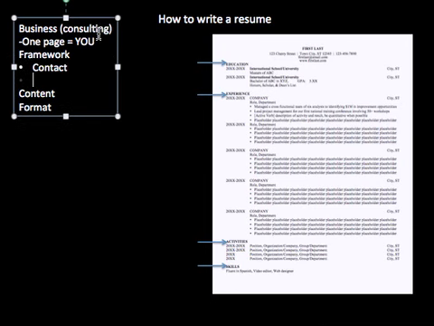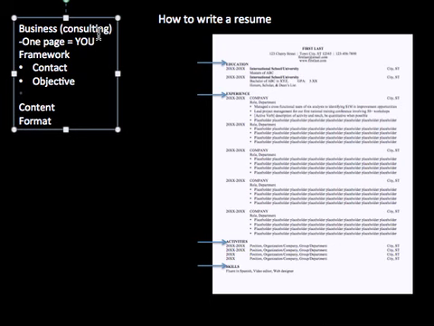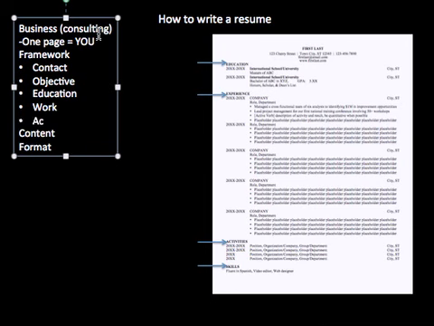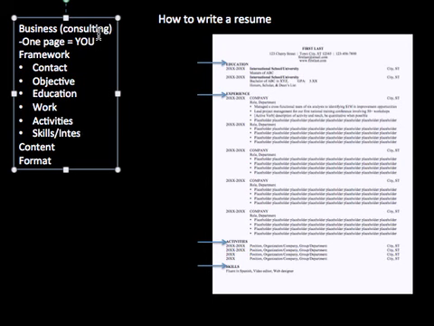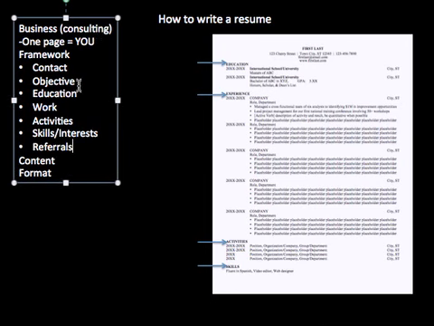Your contact information you should definitely include. Objective is a potential section. You have your education, your work experience, activities, if applicable, and your skills and interests. And then also some people include referrals. So those are the major areas.